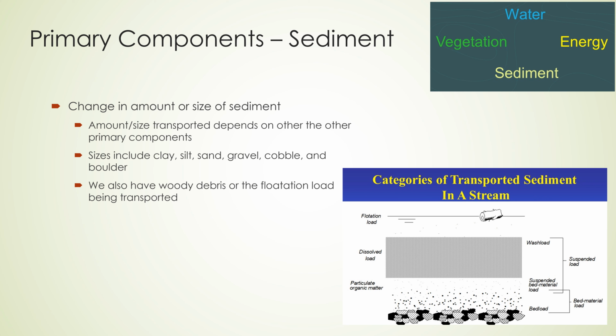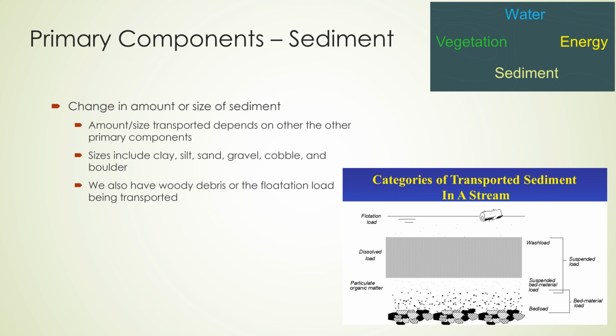If our primary components of water and energy change, this will change our sediment component. An increase in water amount and higher velocities will transport more and larger sediment, leading to erosion. A reduction in water amount and lower velocity will transport less and smaller sediment, leading to deposition.